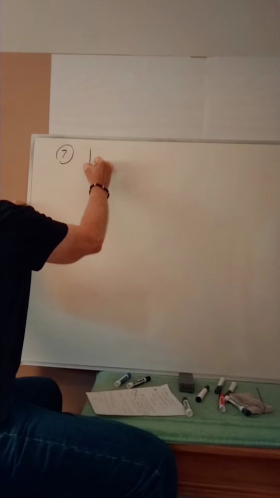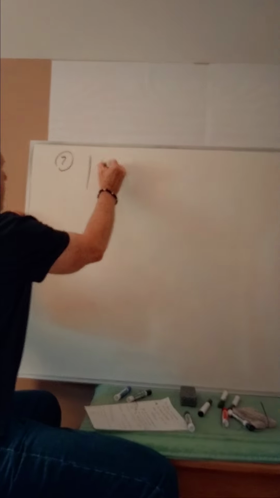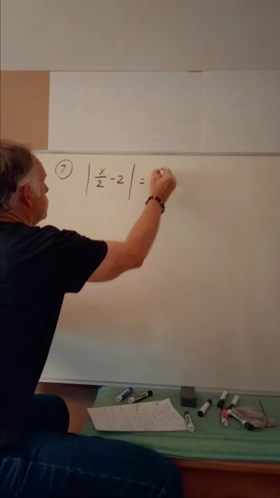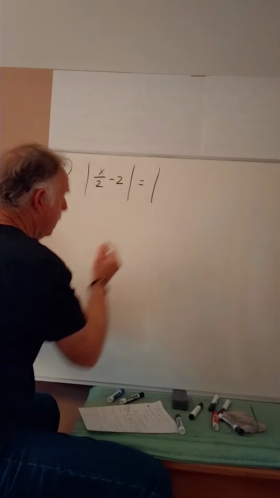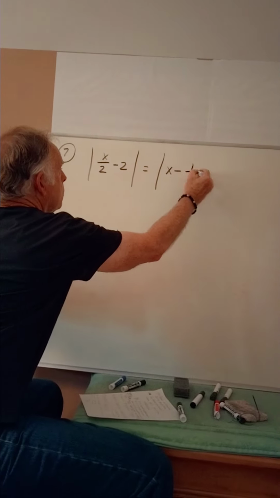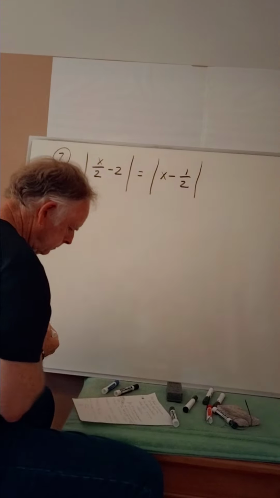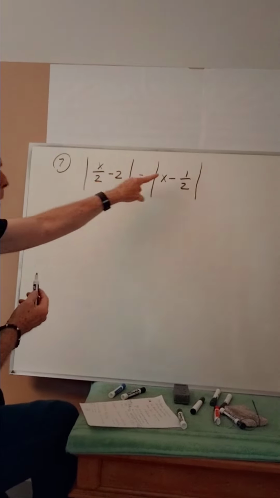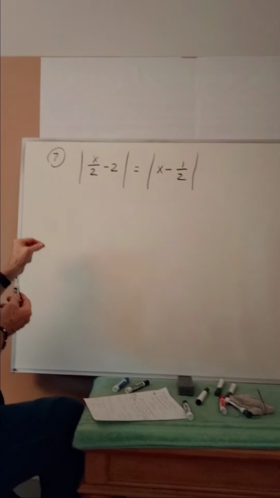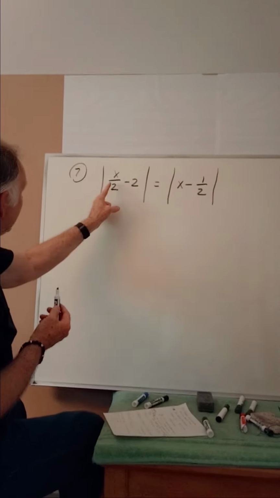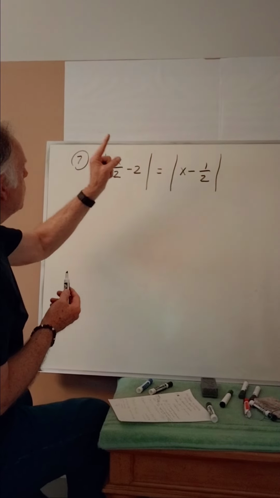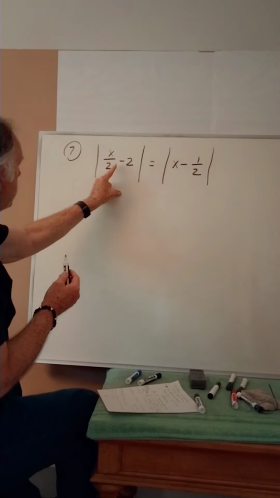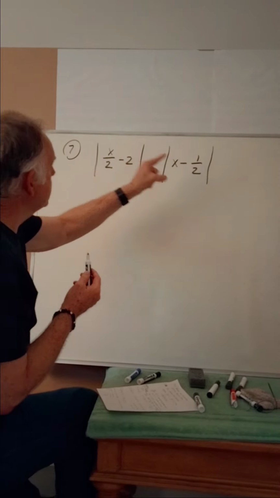Number 7. The absolute value of x over 2 minus 2 is equal to the absolute value of x minus 1/2. Just want to make sure that I'm looking at it right. Okay? The only way those two absolute value expressions will be equal to each other is if this u equals this different looking u, or if this algebraic expression is equal to the opposite of that one.